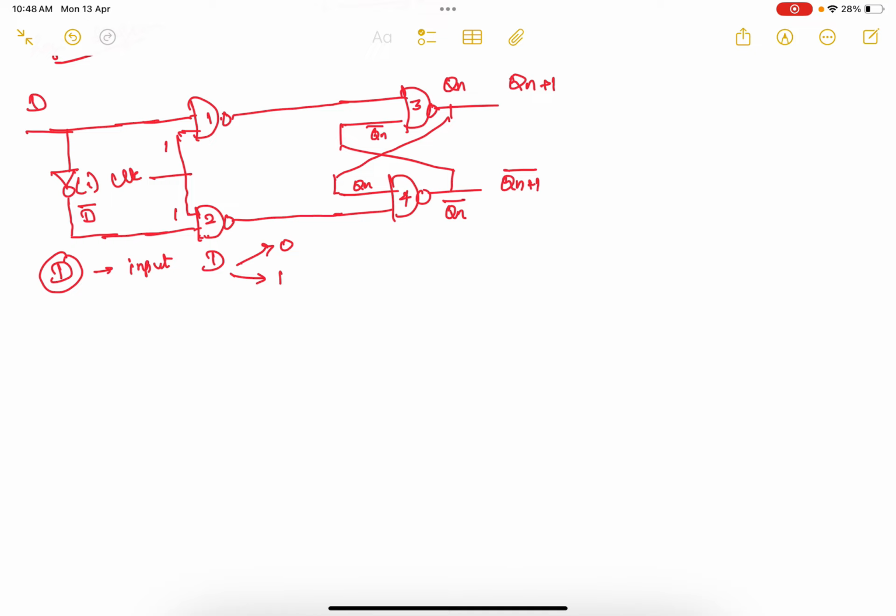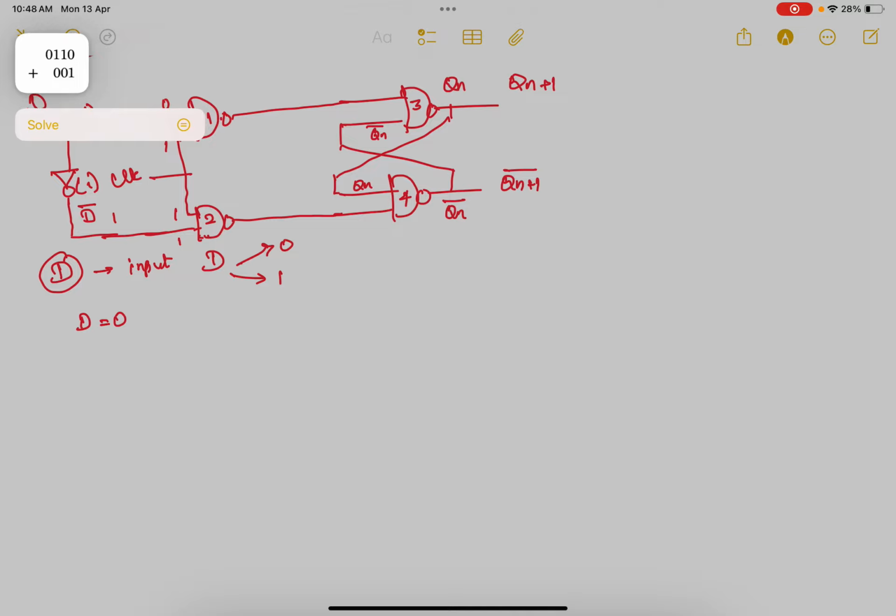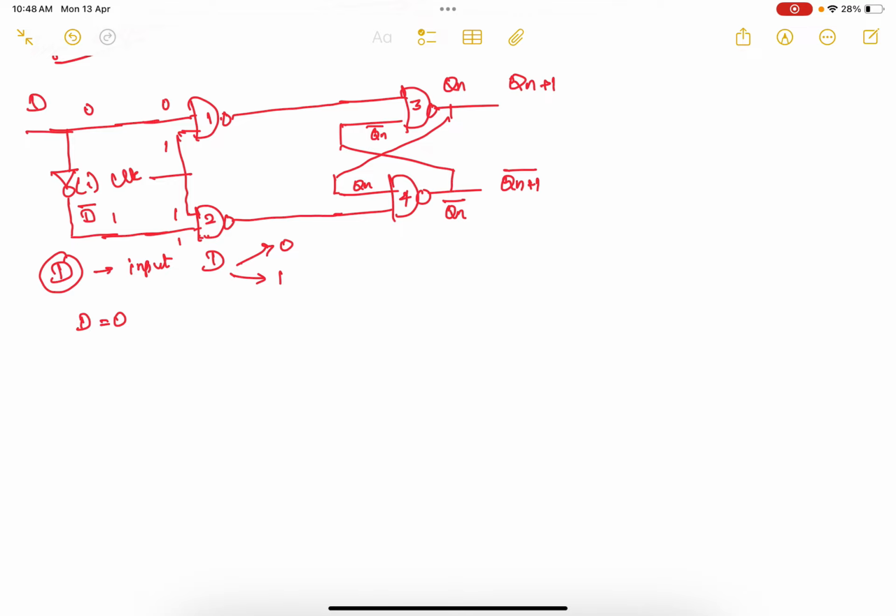Okay, D can take either 0 value or 1 value. Clear? So if D takes a 0 value, what will happen? If D equal to 0, I am now setting the D value as 0, so automatically my D bar will be equivalent to 1. So one of the inputs for gate number 2 will be 1. The other input for gate number 1 will be 0.